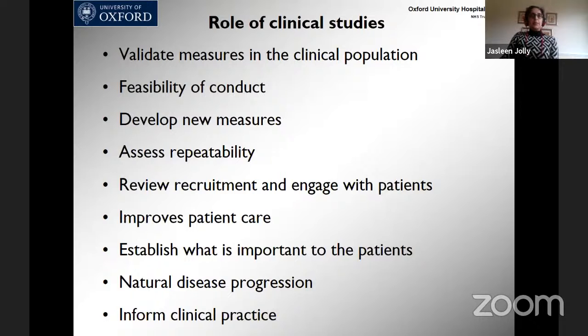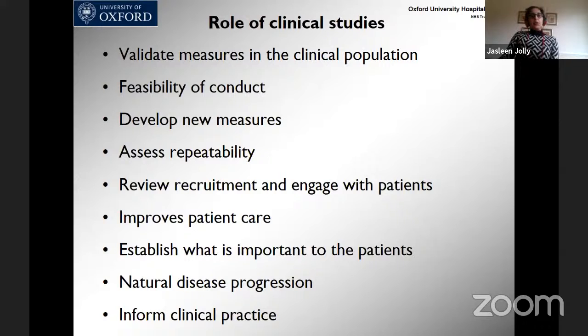We can assess repeatability, and repeatability does change in different populations. So with visual field, we know that they are more variable in low vision populations, for example. So I always try and assess repeatability of the tests that are most important in each of the populations that we're then going to go on and study.